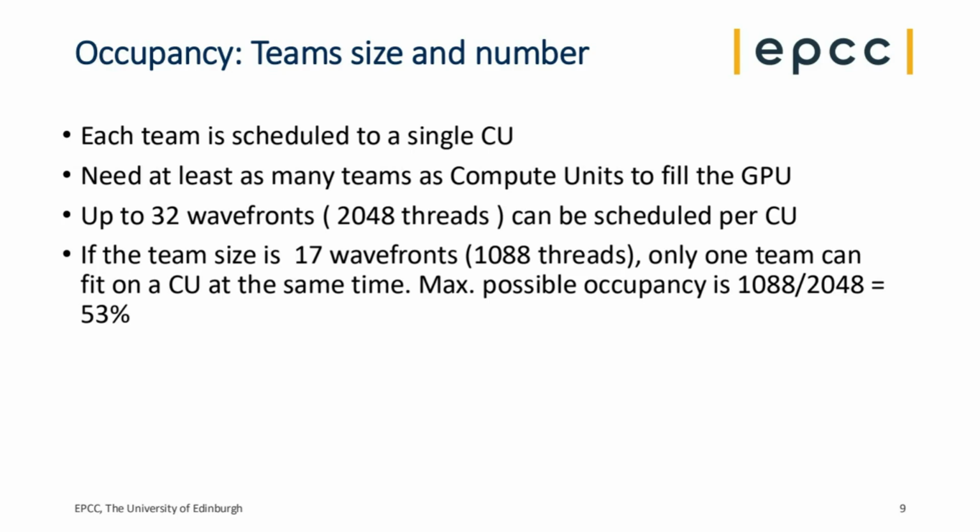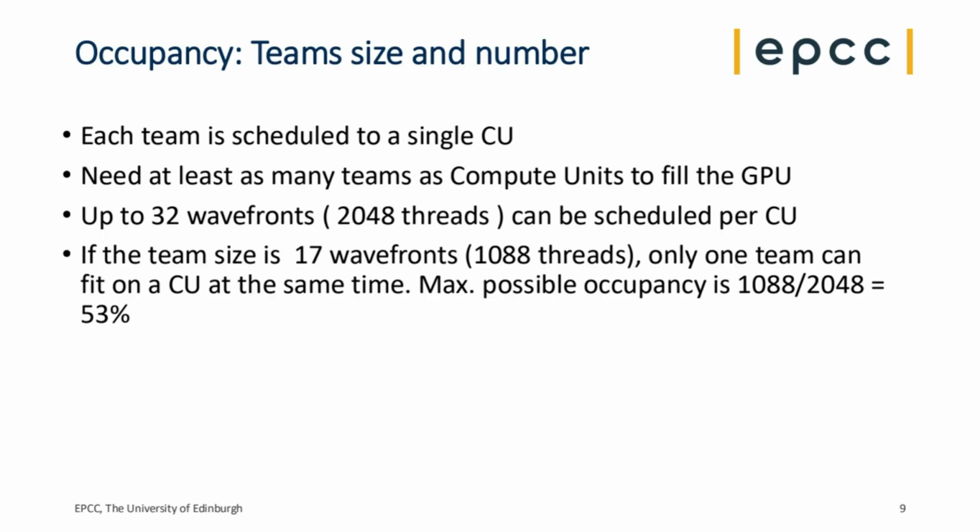So if you had a team scheduled to run on a single compute unit, you can have up to 32 wavefronts, so that's just over 2,000 threads. Now, if your team size is 17 wavefronts, then that means you can only fit one team at a time on a single compute unit, whereas you could have had 32. But if you try to put 2 teams, then you obviously exceed the number of wavefronts. It's 34 that you can have on that compute unit. So the possible occupancy then basically works out at a little over 50%.